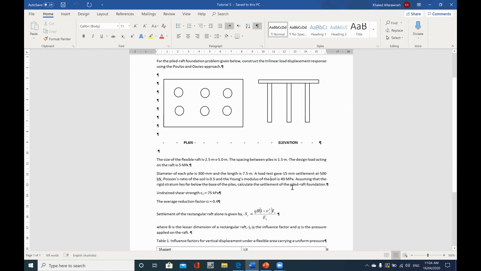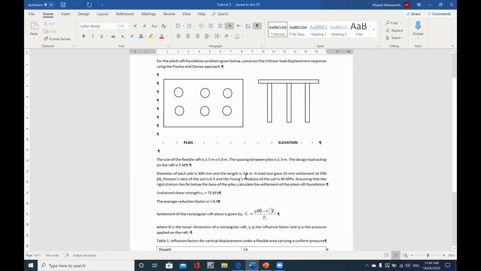Calculate the settlement of the pile raft foundation system considering the underlying shear strength of the clay layer as 75 kilopascal and the average reduction factor as 0.4. If we don't have this value, then we need to calculate it using the chart as we have done in the last tutorial.